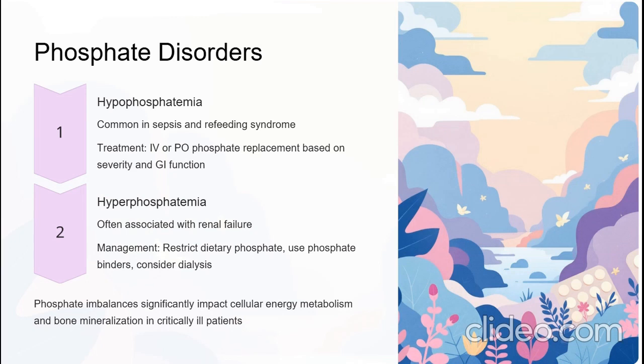Hypophosphatemia is prevalent in sepsis and refeeding syndrome, requiring intravenous or oral phosphate replacement depending on severity and gastrointestinal function. Hyperphosphatemia, often linked to renal failure, is managed by dietary phosphate restriction, phosphate binders, and possibly dialysis. Phosphate imbalances critically affect cellular energy metabolism and bone mineralization in critically ill patients.